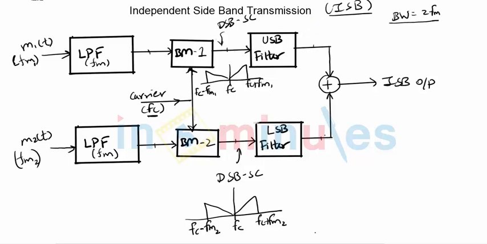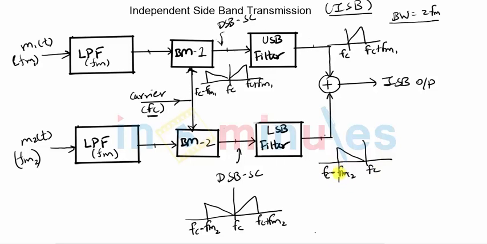The USB filter will simply allow only the upper sideband to come at the output side, and it will block the lower sideband. So the output of the USB filter in the upper branch of the system will be from FC to FC plus FM1, which is the upper sideband of the first modulated signal. And similarly, the lower sideband filter will only allow the lower sideband to come at the output side, and hence the output of the lower sideband filter will be from FC minus FM2 to FC.